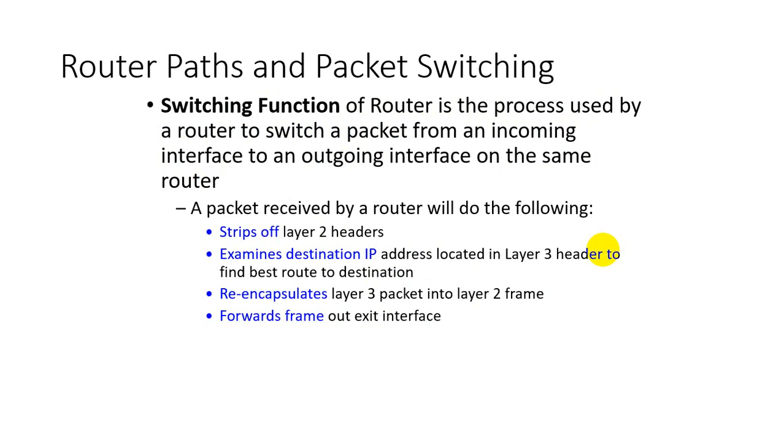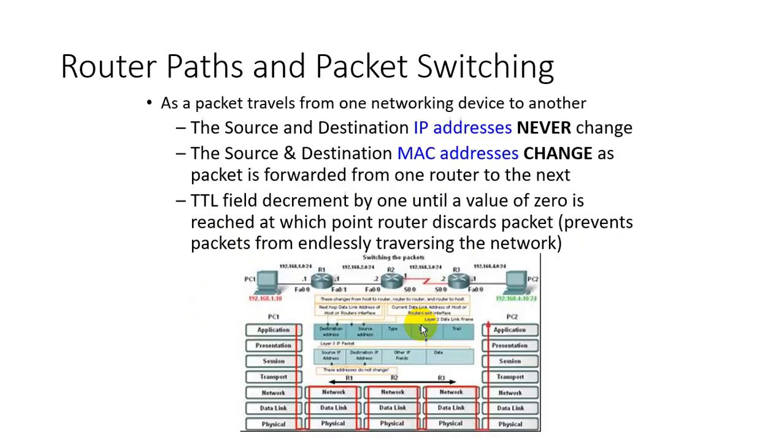The switching function of a router is the process used by a router to switch a packet from an incoming interface to an outgoing interface on the same router. A packet received by a router will do the following: strip off layer 2 headers, examine the destination IP address located in the layer 3 header to find the best route to a destination, re-encapsulate the layer 3 packet into a layer 2 frame, and forward the frame out the exit interface.